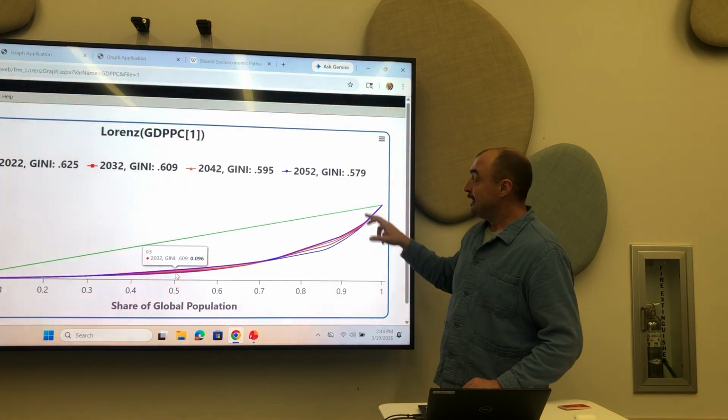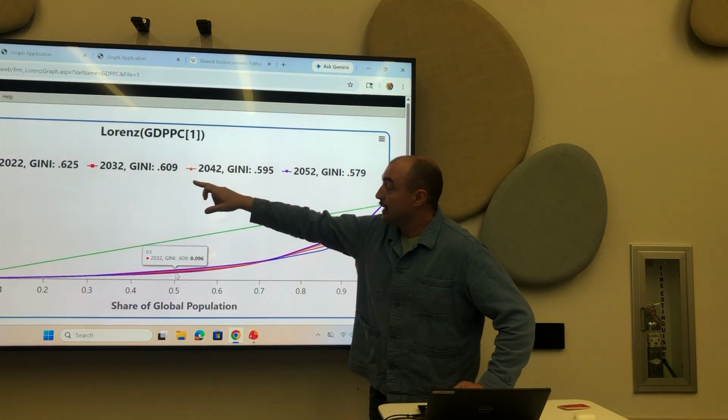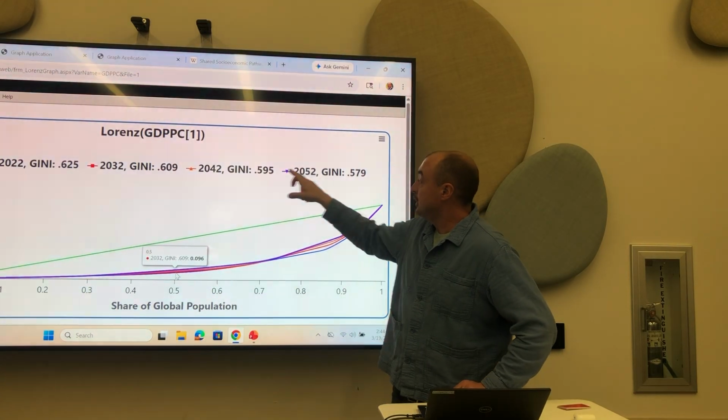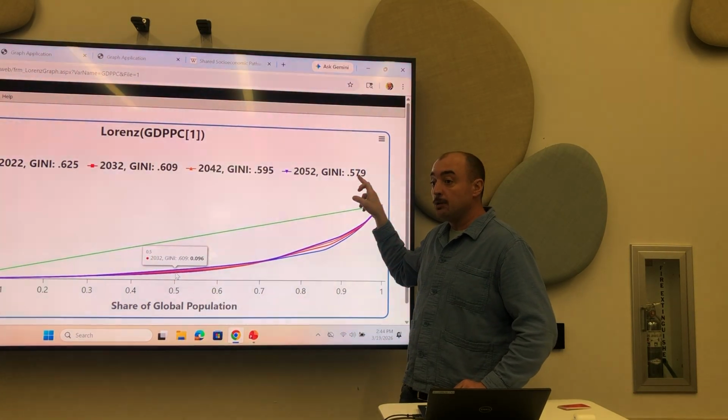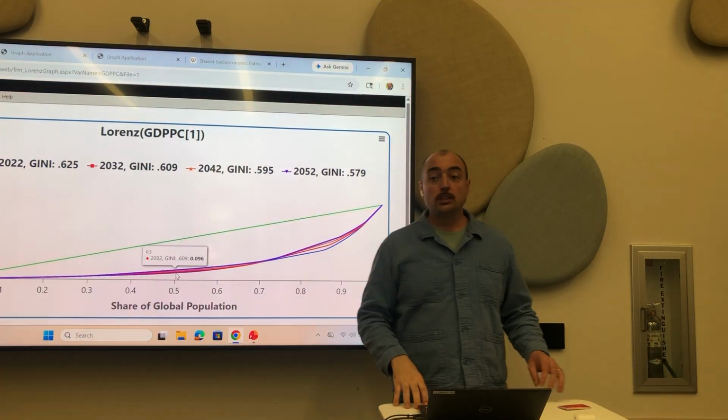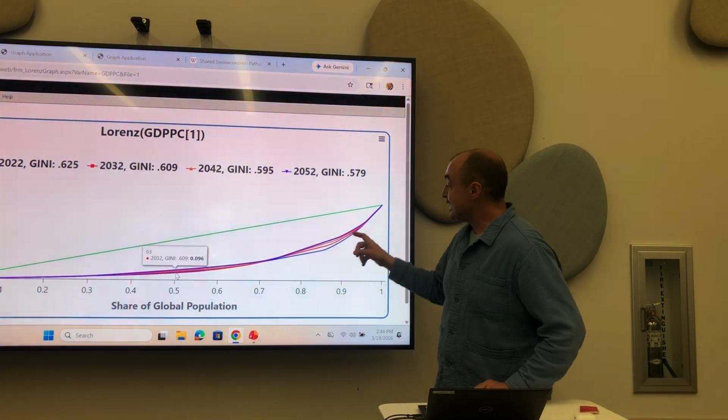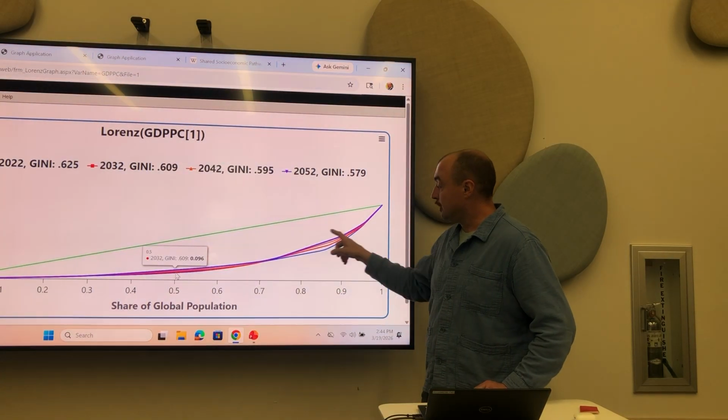And then you have the world becoming, from 2022 to 2052, more equal in terms of the global distribution of income, right? And it is this part of the distribution that grows.